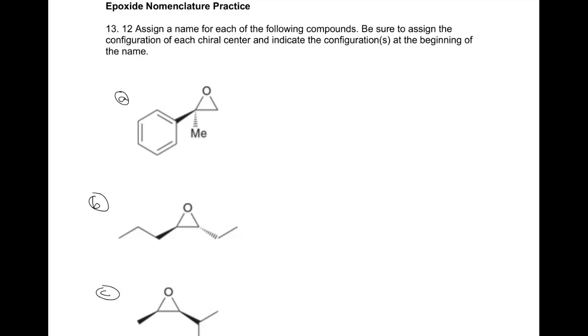Let's take a look at question 13.12. Assign a name for each of the following compounds. Be sure to assign the configuration of each chiral center and indicate the configurations at the beginning of the name. Okay, so we're going to have to employ Cahn-Ingold-Prelog rules.